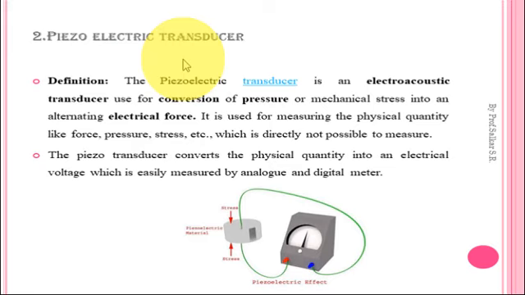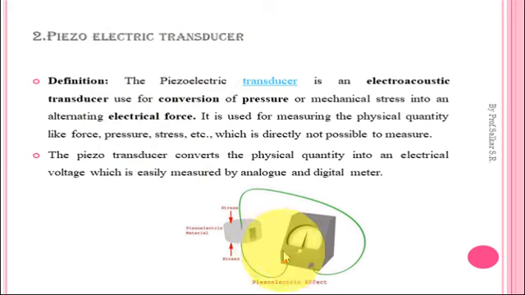So here you must keep in mind the transducer which is used to convert pressure or force into the electrical quantity is called a piezoelectric transducer. Sometimes we come across physical quantities such as pressure, force or stress which are not possible to measure, or which we are unable to measure. So to measure this type of physical quantities, the transducer used in the instrumentation system is called a piezoelectric transducer.